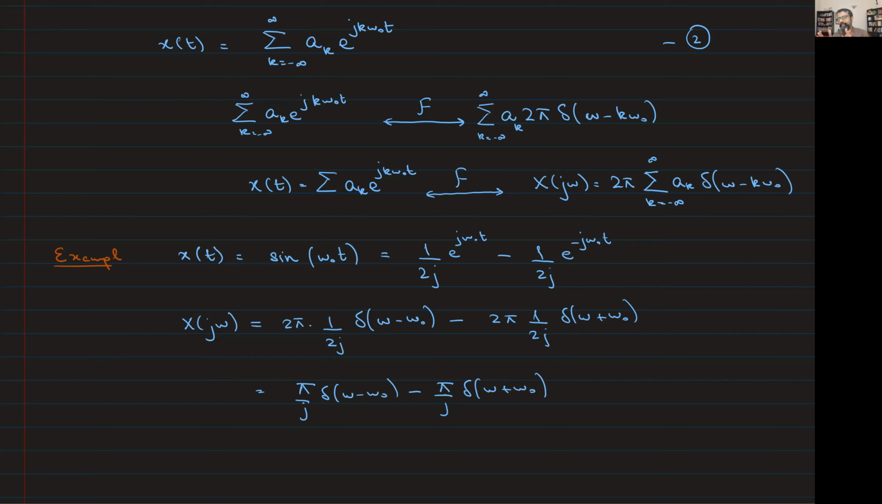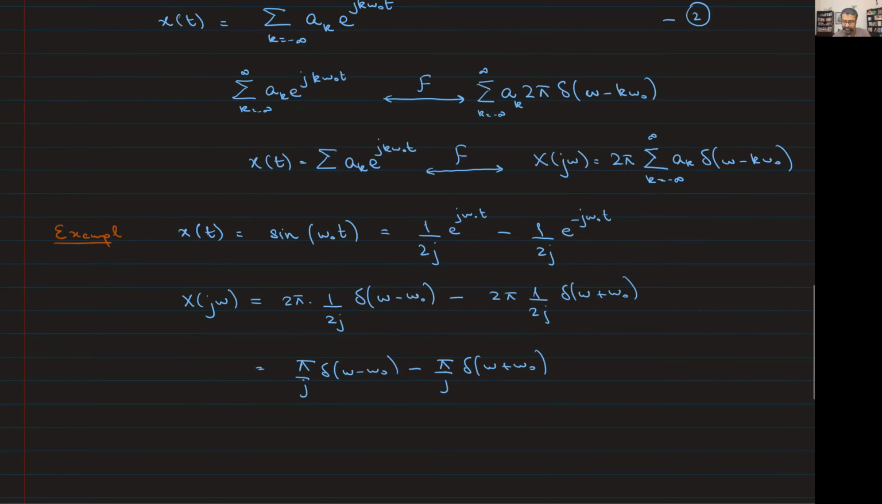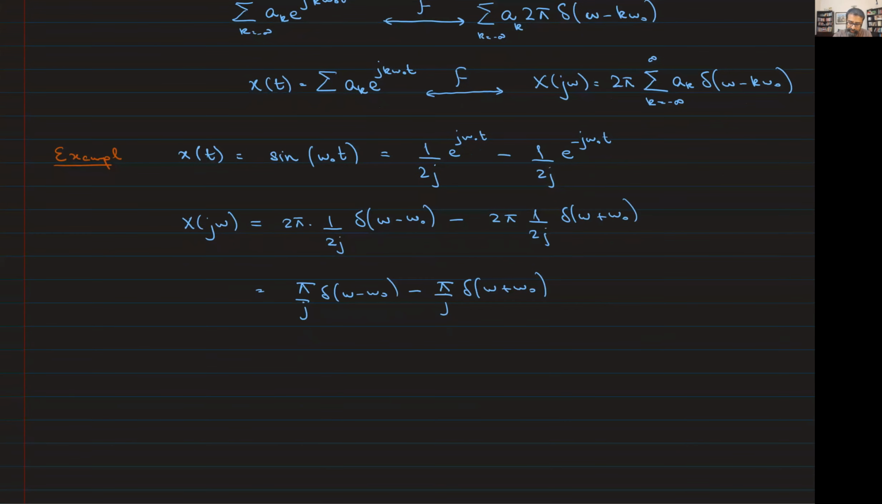If I were to sketch it out, I would once again have two impulses as far as the Fourier transform is concerned. So is the Fourier transform real or imaginary, by the way? Or is it complex? We see it does not have any real part. It is all imaginary because there is a 1 upon j there.